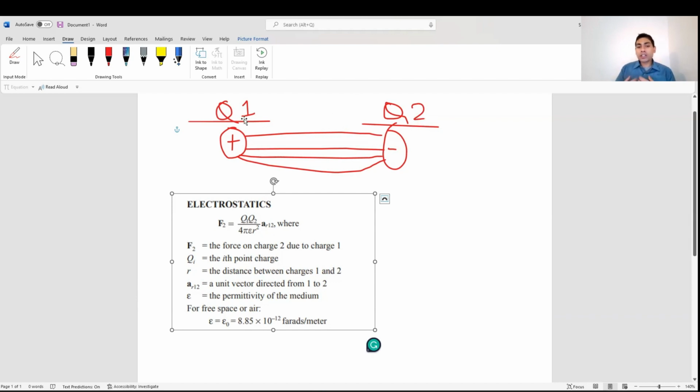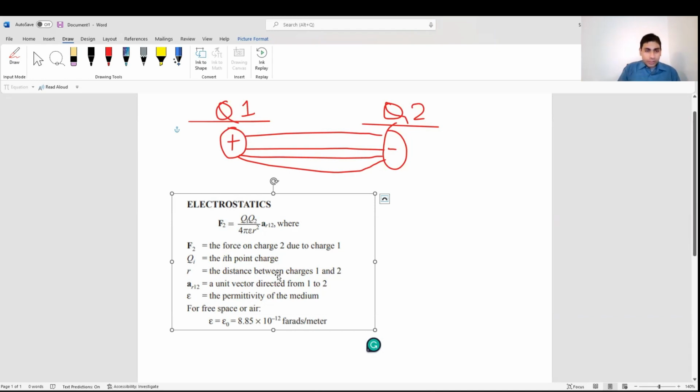Charges are usually labeled in coulombs. So it could be 1 coulomb and 2 coulomb, or 2 coulomb, 3 coulomb, anything. You just have to take the product of the charges, and then divide it by a constant, which is 4 pi epsilon. Epsilon is the permittivity of the medium. If it's just in air, like in normal cases where it's not inside any other medium, we are assuming it's in air, the value of epsilon is fixed. It's 8.85 times 10 to the power minus 12. And R is the distance between charge 1 and charge 2.